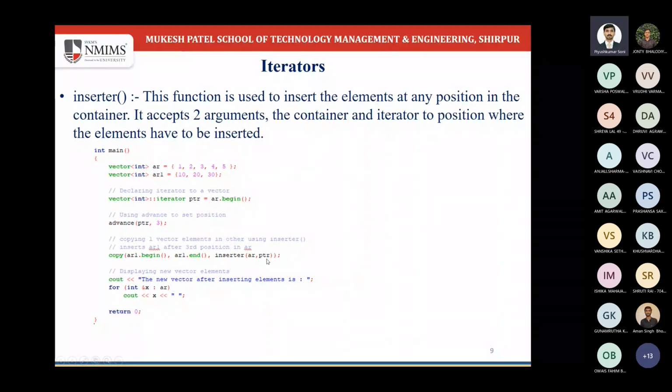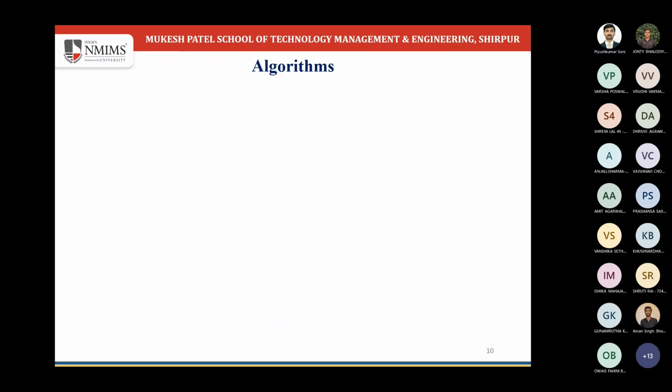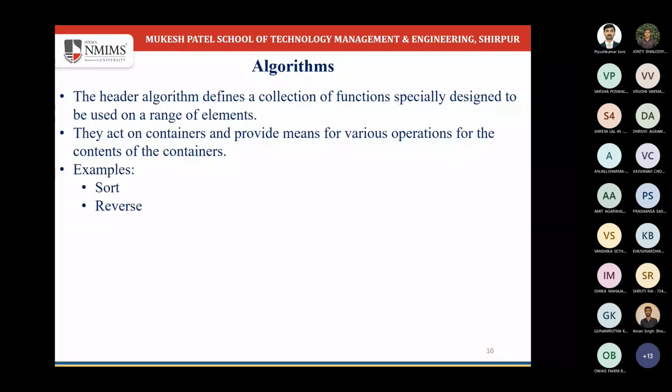And here the second argument is a pointer, which is the position from where we want to insert. So after 3, these elements will be inserted. After insertion, the elements would be 1, 2, 3, then 10, 20, 30, followed by 4 and 5. So these are the few basic functions that iterators have, and we must be aware of them, and we might be using them in solving problems.